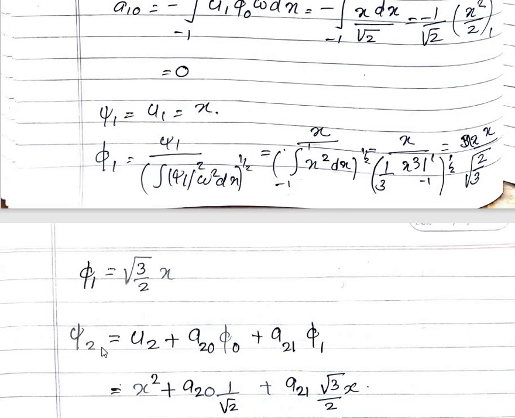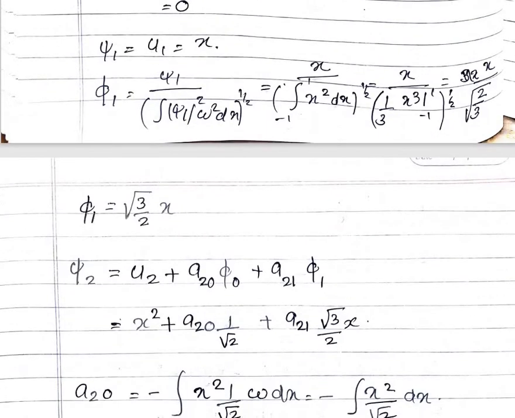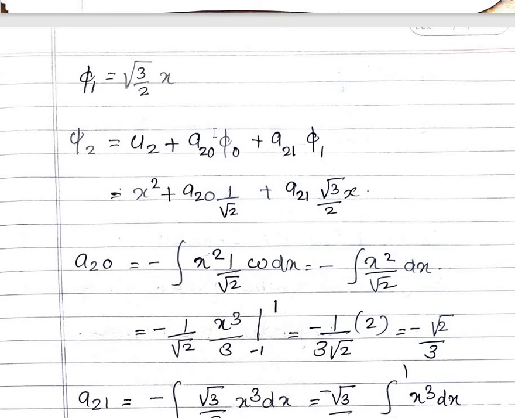Next we have to calculate psi 2 from u2, phi 0 and phi 1. So psi 2 is u2 plus a20 phi 0 plus a21 phi 1. Then we have to calculate a20 and a21. We know that a20 is equal to minus integral u2 phi 0 w dx. When we substitute our values, this is minus integral x square into 1 by square root of 2 dx. When we do this integration, we get the value minus square root of 2 by 3.